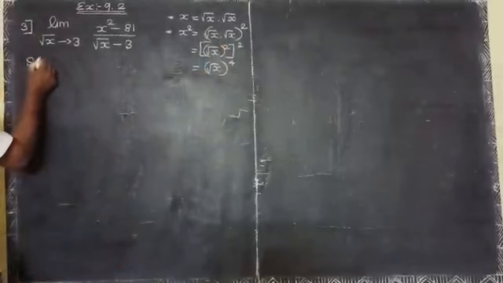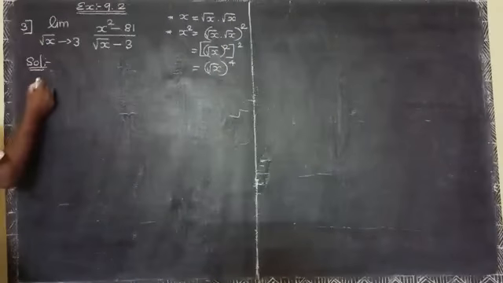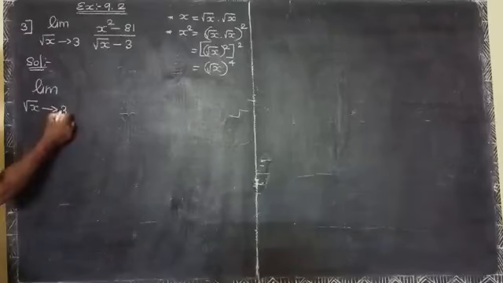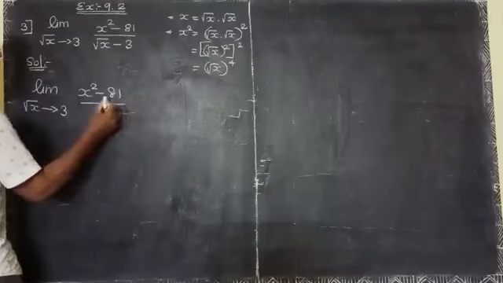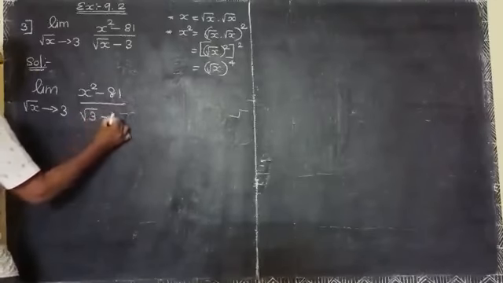Here the solution: limit root x approaches 3 of (x square minus 81) divided by (root x minus 3).